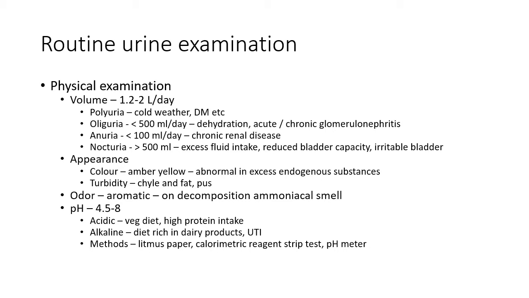Any value below 7 indicates acidic urine and above 7 indicates alkaline urine. Causes of acidic urine include increased intake of vegetarian diet, high protein intake, etc. Causes of alkaline urine include diet rich in dairy products or urinary tract infection. The traditional method of estimating pH is the litmus paper test, and the recent methods include colorimetric reagent strip test and use of pH meter.